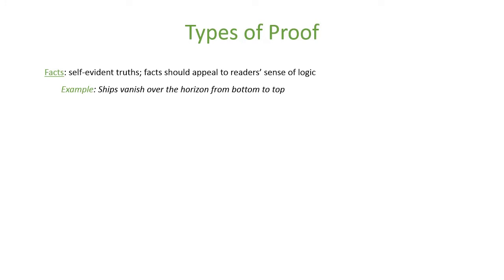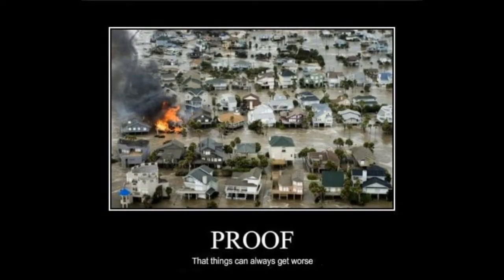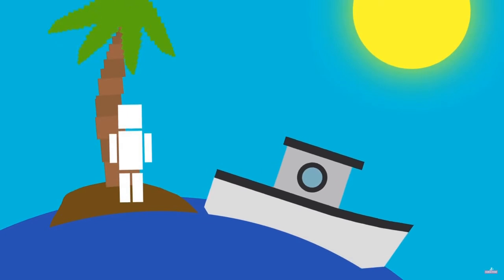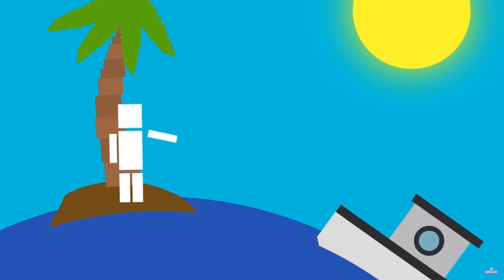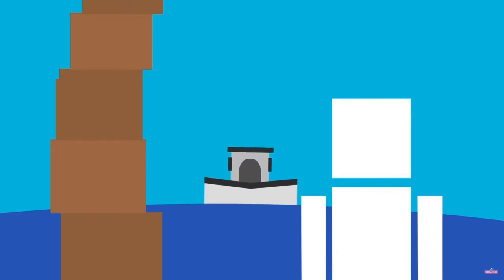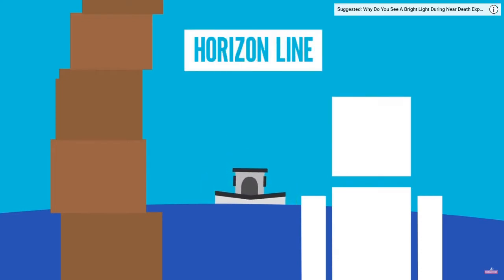The first is logical facts. Sometimes you can simply state a fact or a series of facts that will appeal to your readers' sense of logic and will force them to arrive at the conclusion that you want them to arrive at. For example, if the Earth were flat, ships sailing away from us would get smaller and smaller, but we would still see the entire ship until it's too small to see. In reality, the ship disappears over the horizon, with the bottom disappearing first and the top of the mast disappearing last. The only logical explanation for this is that the Earth is round.